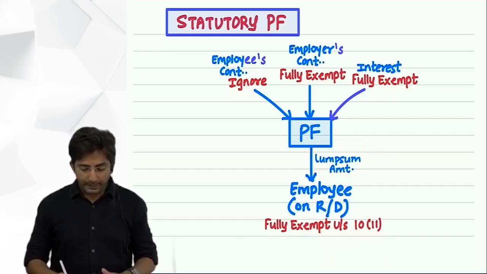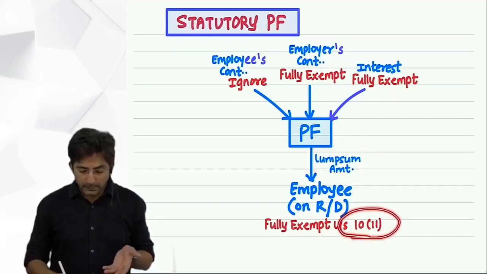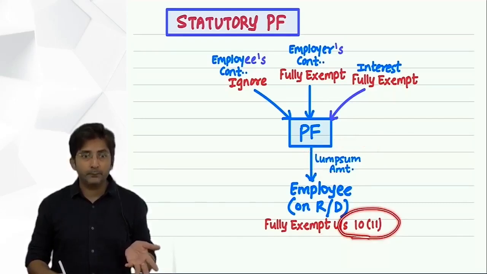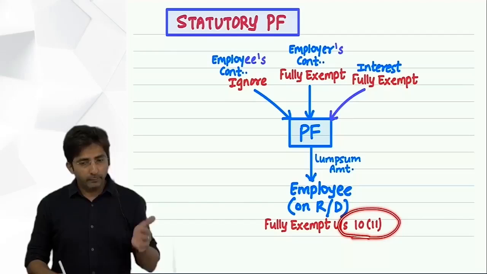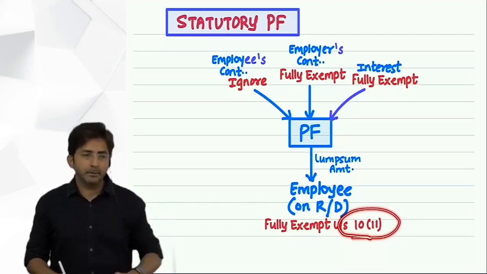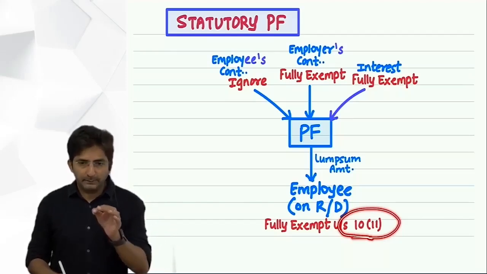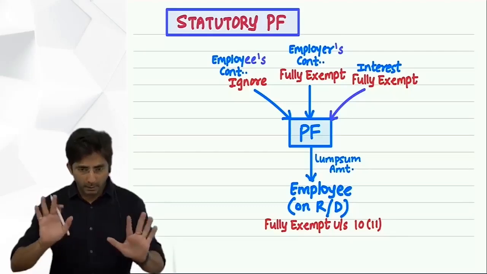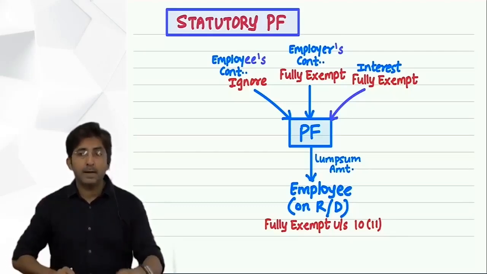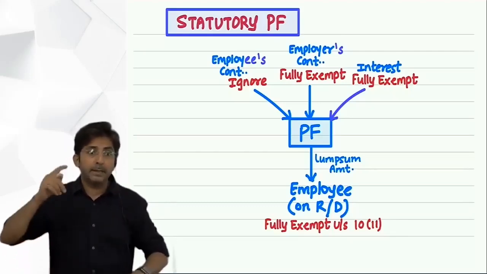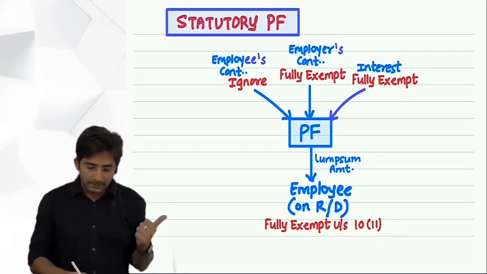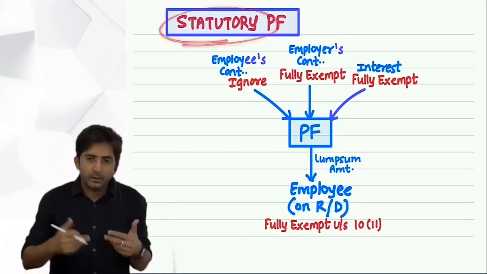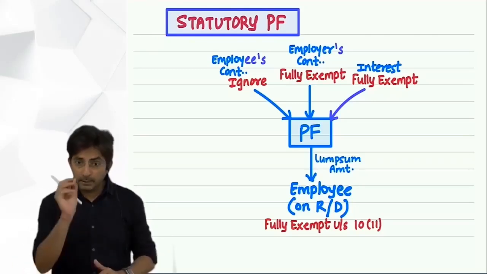Now looking at 10(11), you will feel, sir, this section was there somewhere else. It was there in interest on PPF. So even for SPF, the section is the same. You know the logic of the same section? Public Provident Fund is an account for the general public, but it is an account owned and maintained by the central government. And the statutory Provident Fund is also in government jobs. So there is some common factor.